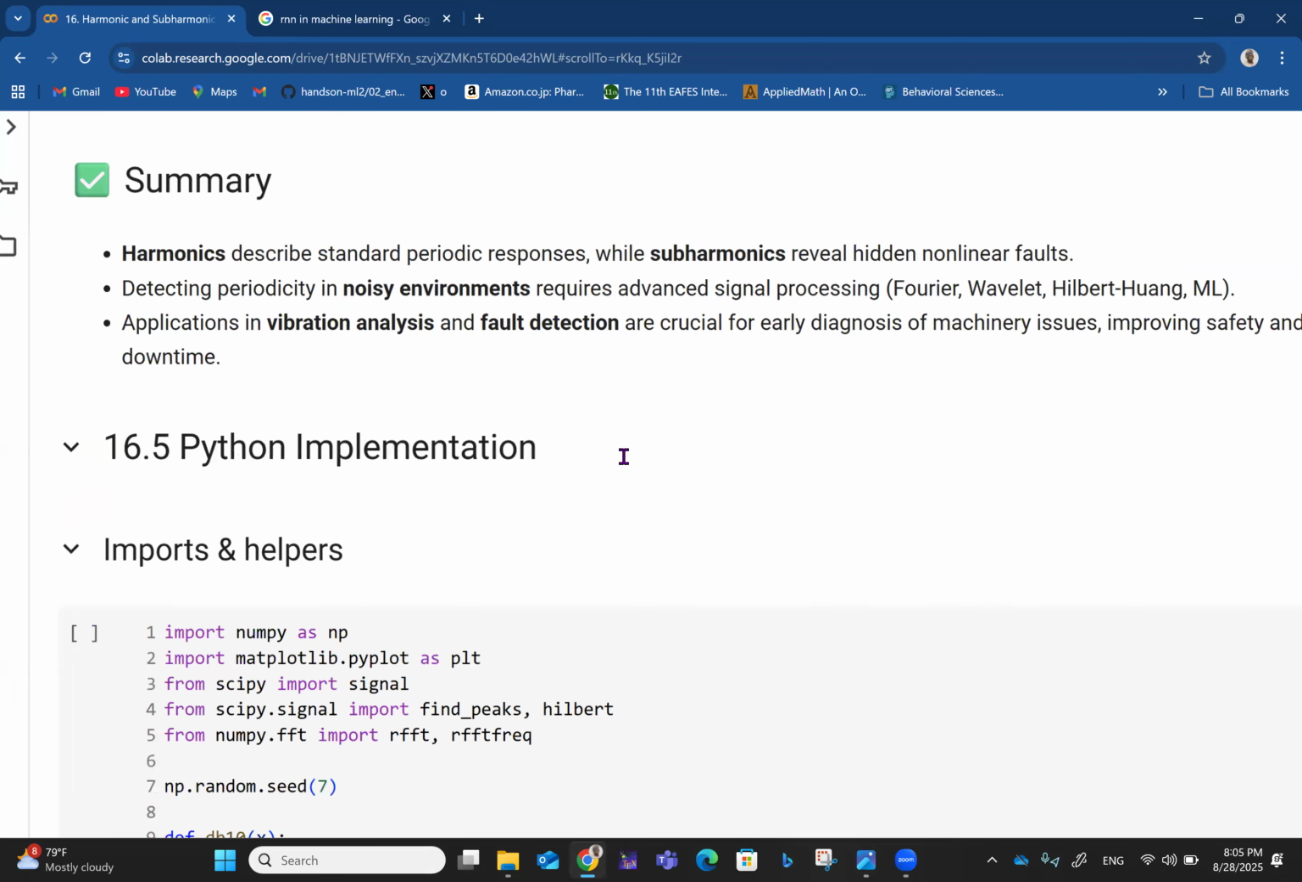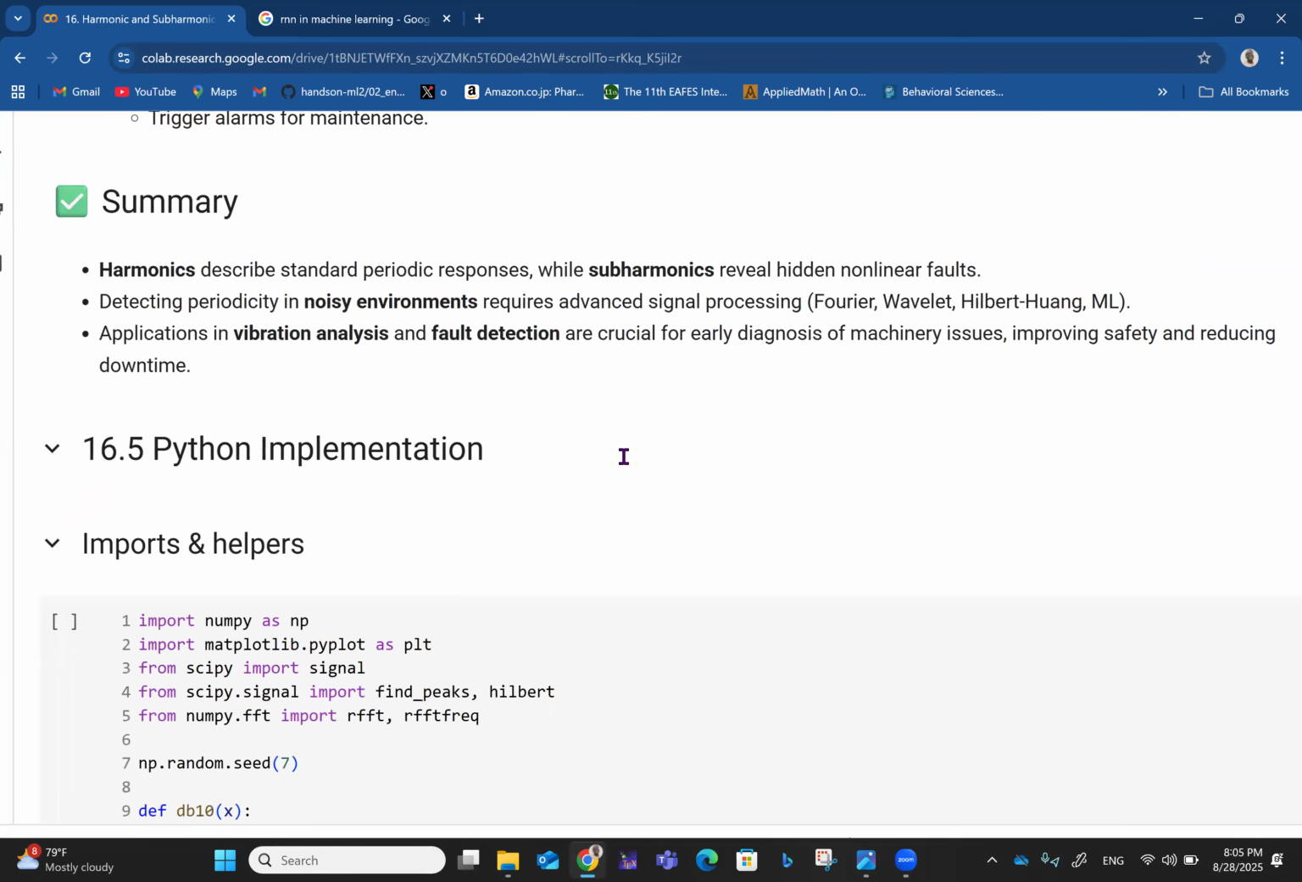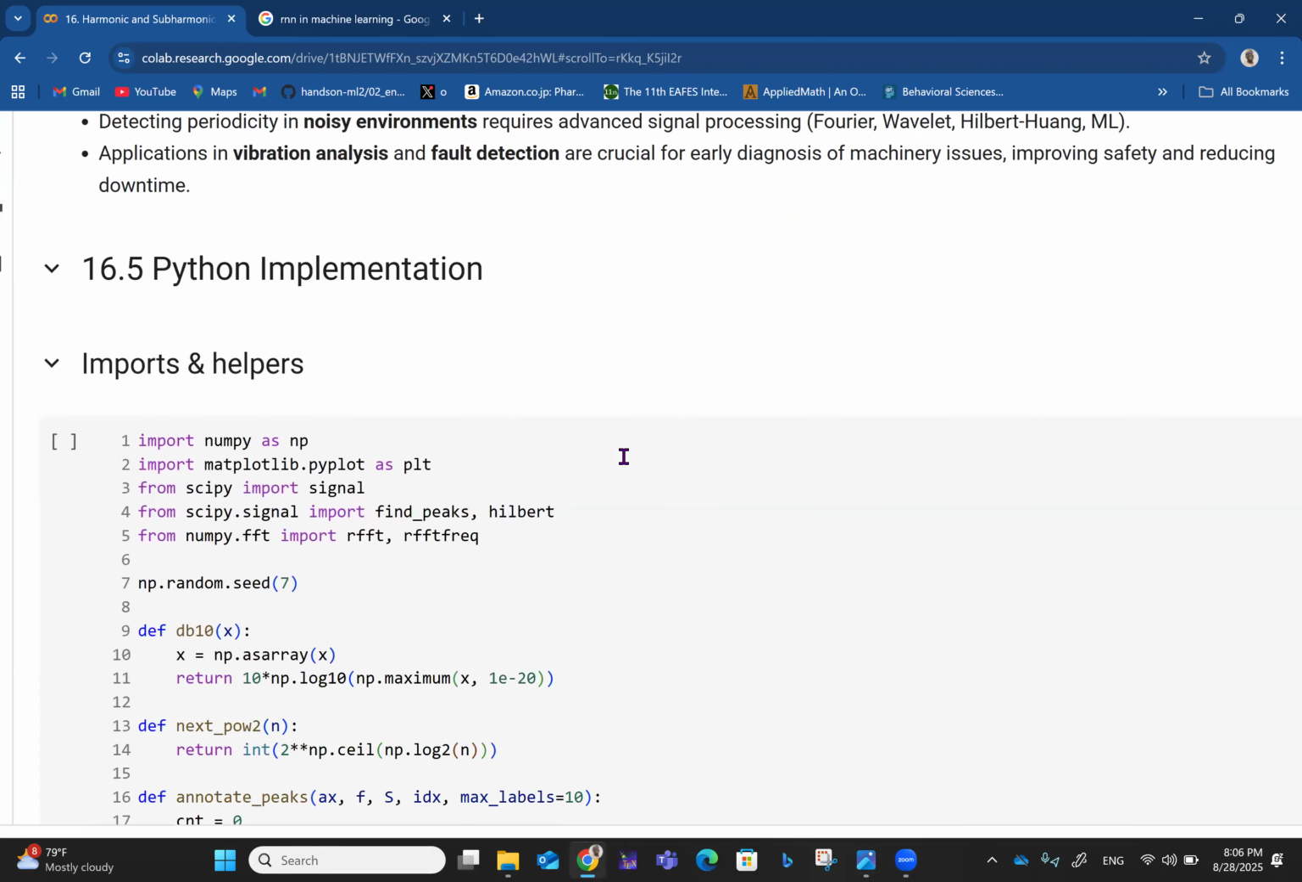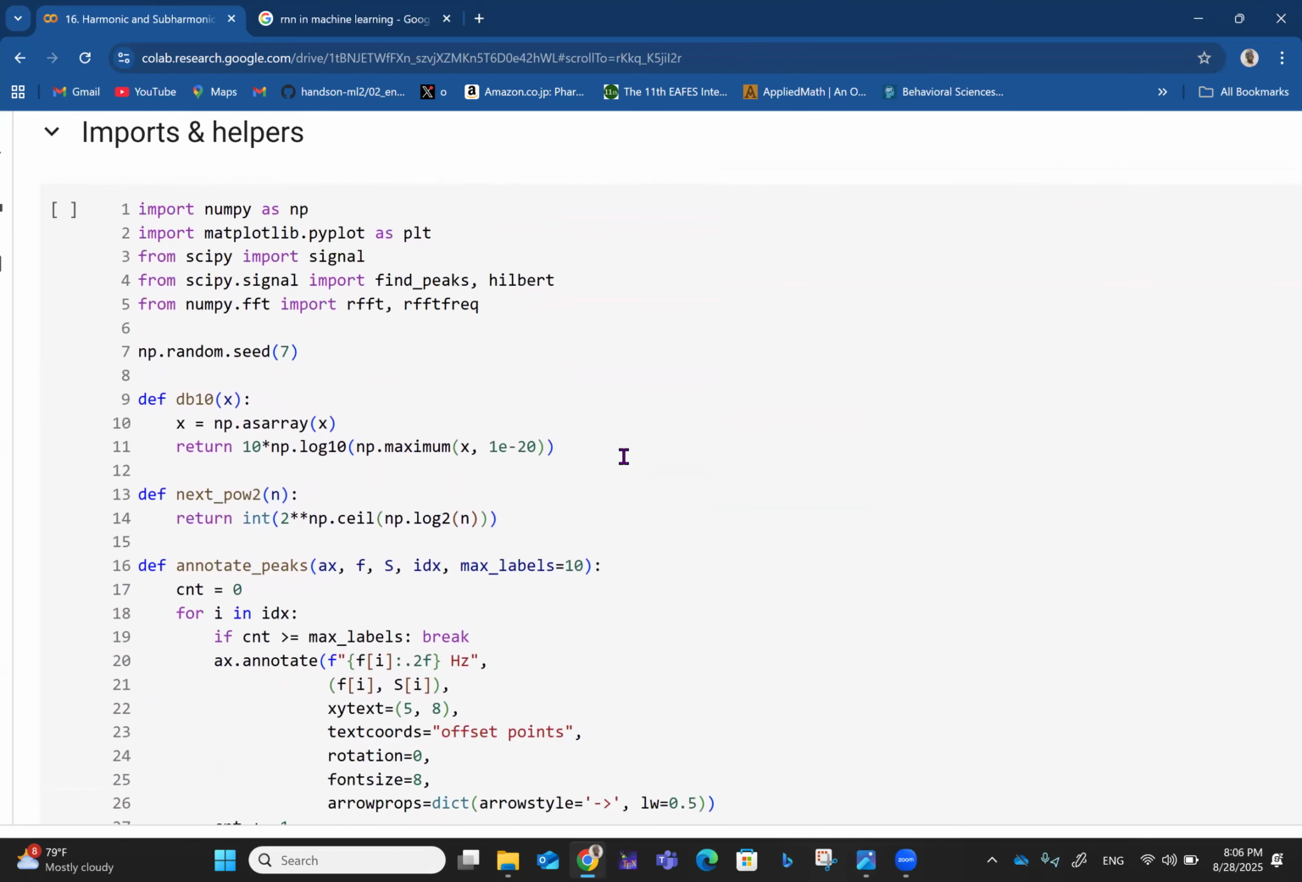In summary, harmonics describe standard periodic responses, while subharmonics reveal hidden non-linear faults, right? Detecting periodicity in noisy environments requires advanced signal processing like Fourier, Wavelet, Hilbert, or machine learning. And applications of vibration analysis and fault detection are crucial for early diagnosis of machinery issues, improving safety and reducing downtime. So, all the stories you've told so far, can we talk about some Python implementation of this?